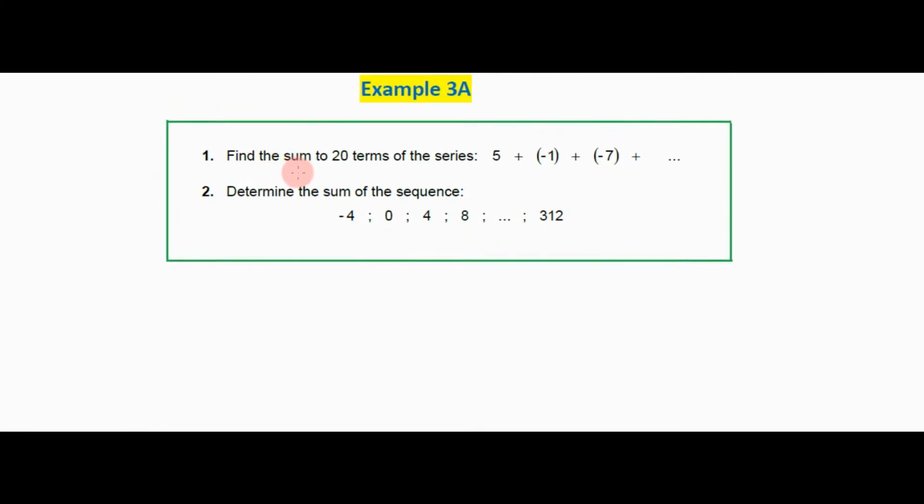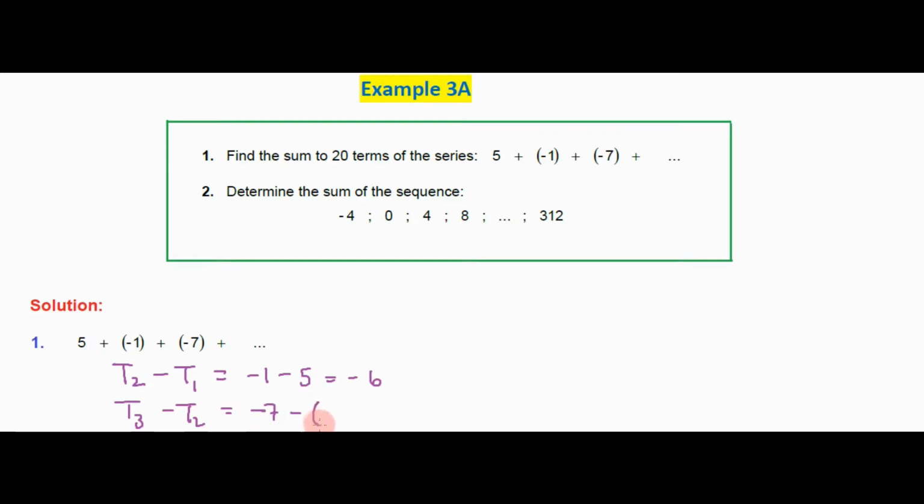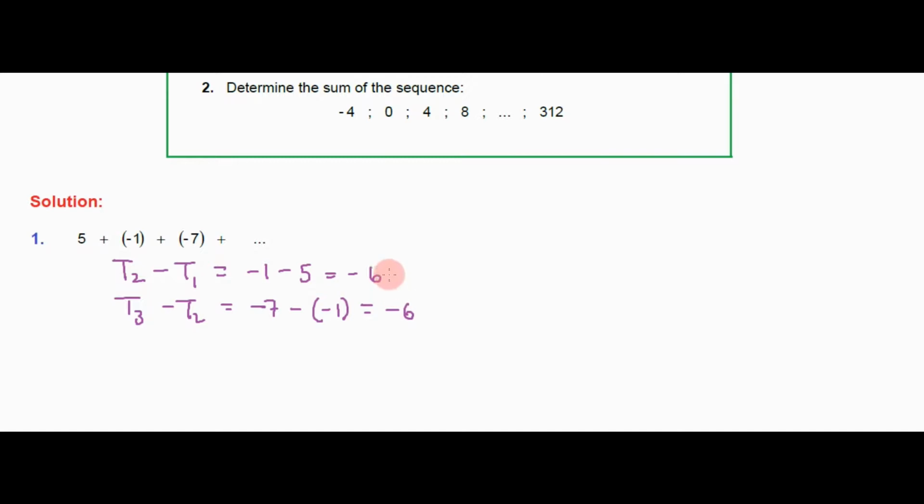So in the first question here, we are given the series and we need to find the sum to 20 terms. First, we're going to check that this is an AP. So term 2 minus term 1 is negative 1 minus 5, which is negative 6. And term 3 less term 2 is negative 7 minus negative 1, which is negative 7 plus 1, which is also negative 6. So we know it's an AP with common difference d equal to negative 6.